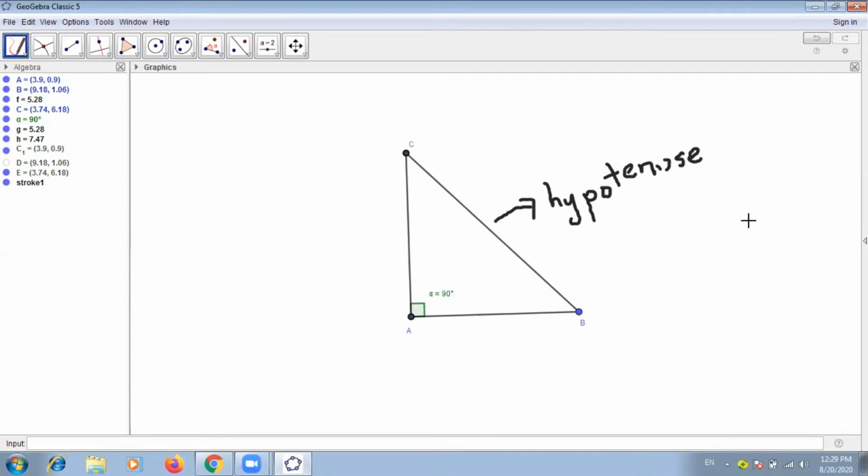A few important things about this hypotenuse: it is the largest side of the triangle. This side BC is always greater than AB and AC because it's opposite to the largest angle, that is 90 degrees. That's why it is the largest side. That's why we call it hypotenuse. The remaining two sides are smaller than the hypotenuse.